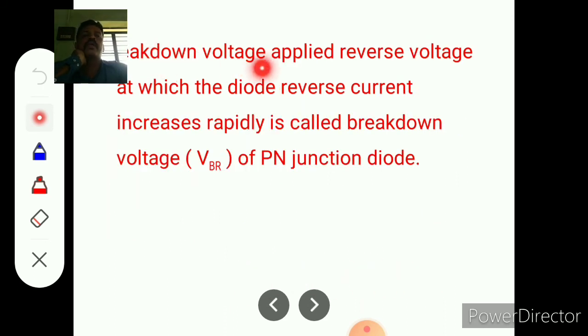Breakdown voltage. The applied reverse voltage at which the diode reverse current increases rapidly is called the breakdown voltage, VBR, of the PN junction diode.